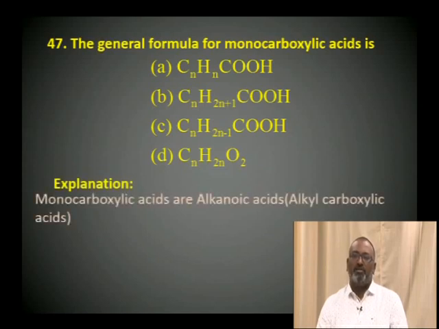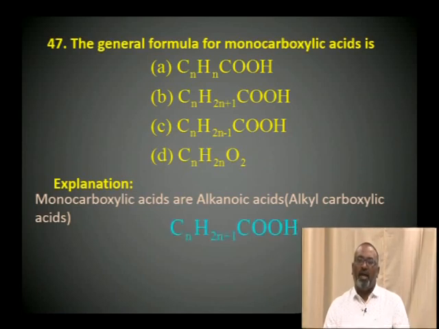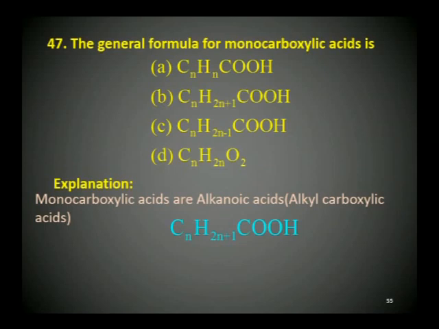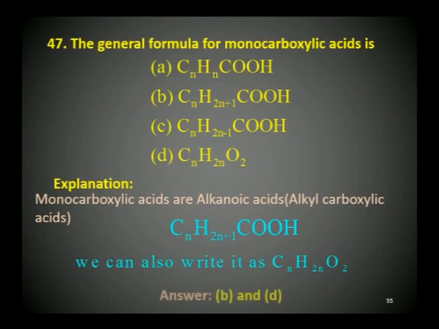Monocarboxylic acids, which are also called alkanoic acids or alkyl carboxylic acids, will have the general formula CnH2n+1COOH. This can also be written as CnH2nO2. So that is why options B and D, both the options, will be the correct answers for question number 47. Question number 48.